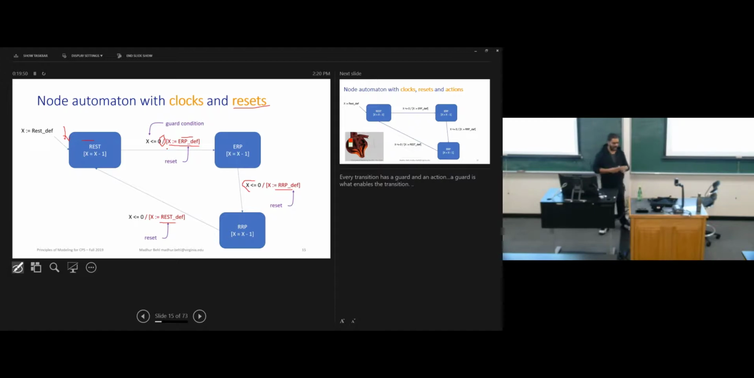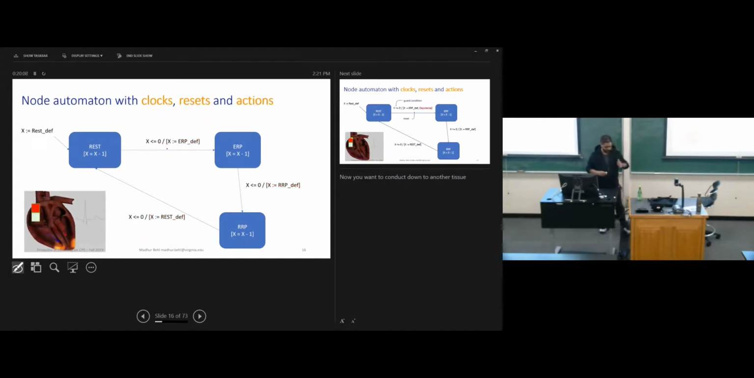But before we do that, let me quickly jump onto the third and the last important object, which is also a part of what constitutes a timed automaton. So far we have clocks and resets. There is one more thing which will make this complete. And for that, let me show you this different picture. You can think of the previous automaton, or the one shown here, as modeling the SA node, this region of tissue.